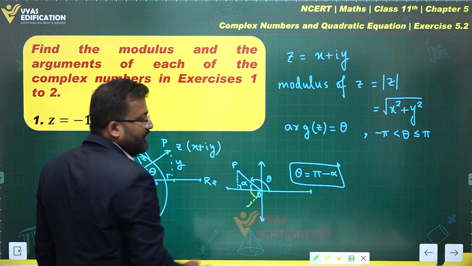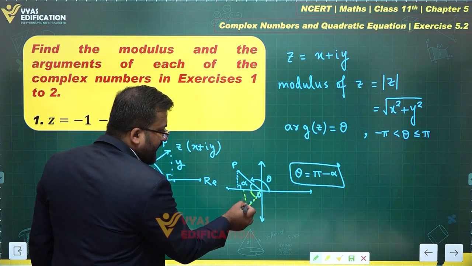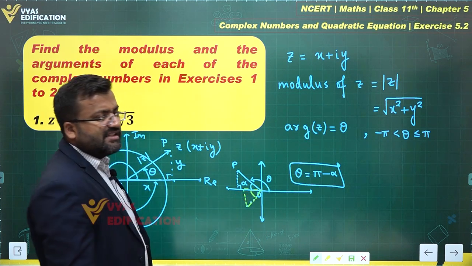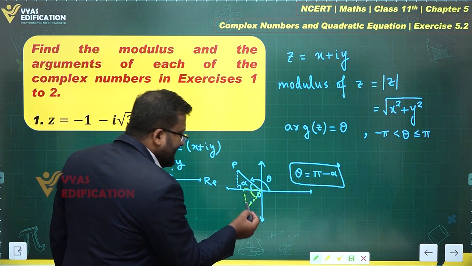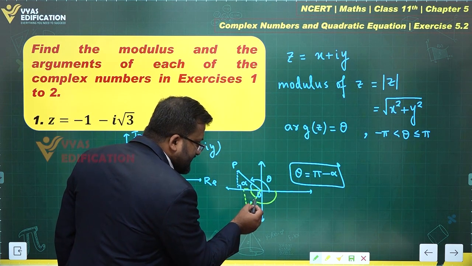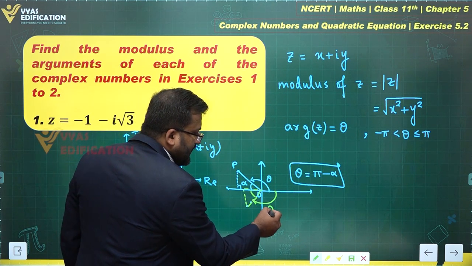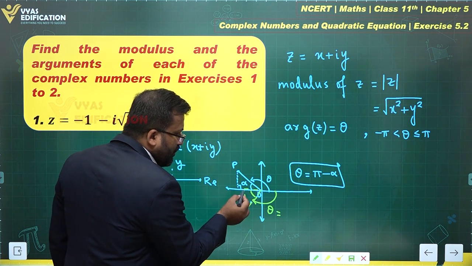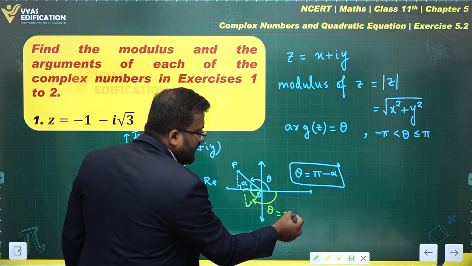This angle would be alpha in that case. With the help of this value and this value, perpendicular and base, we'll find alpha. And the value of theta would be this case. This theta would actually be equal to minus pi plus alpha.